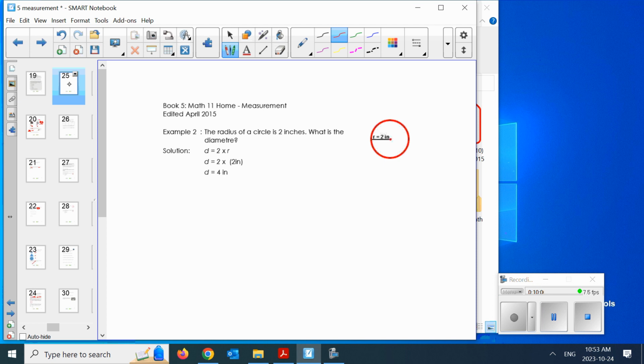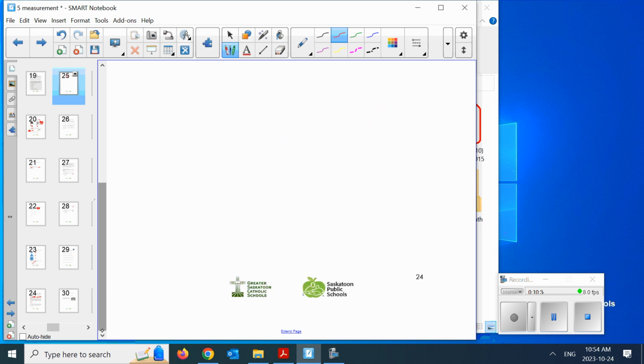If the radius of a circle is 2 inches, what's the diameter? Well, the radius is from the center out. So the diameter would be doubled. That math is kind of easy, so 2 times the radius. You get 4 inches. That's a fairly simple problem.